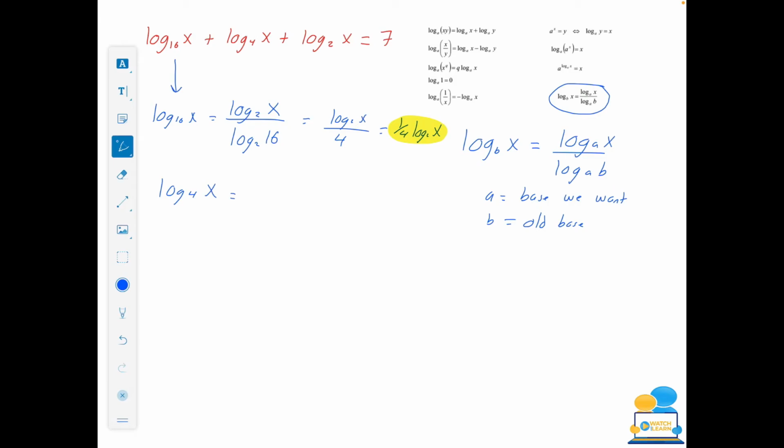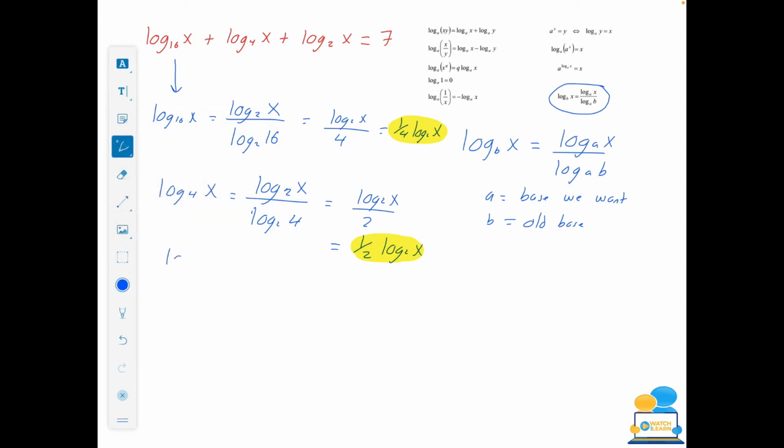We're going to do the same thing now with log to base 4 of x. So this is our formula we're using again. This time a is the base we want, we want base 2, and then log to base 2 of b, our old base, which is 4. This is the same as log to base 2 of x all over 2. Another way we can write that is a half log to base 2 of x.